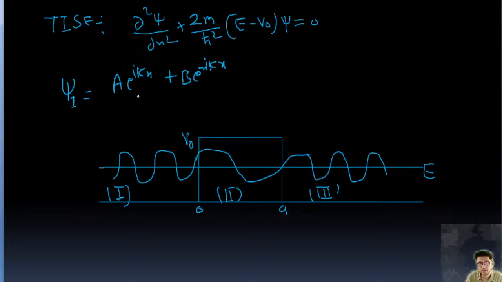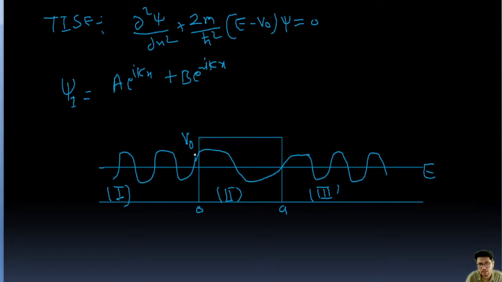I have already explained in detail in my previous lectures how we get the wave function from the Schrodinger wave equation, so you can watch those lectures. Now for region second, the wave function psi 2 is going to be for this one.